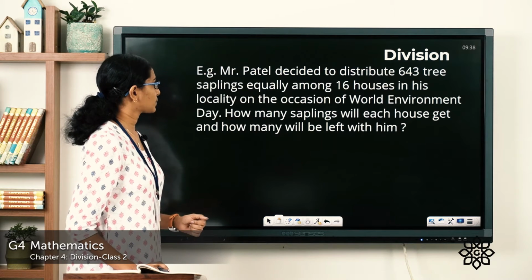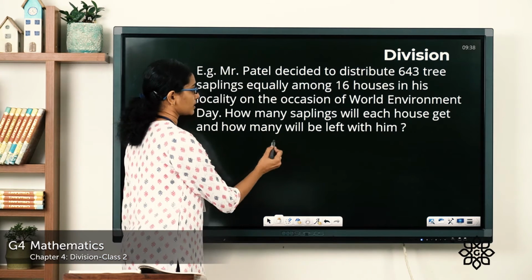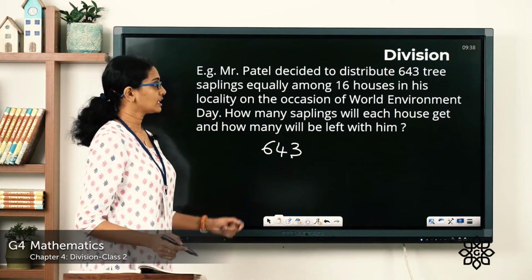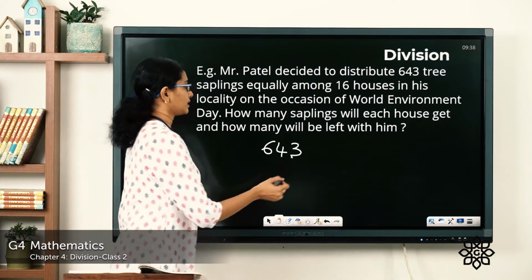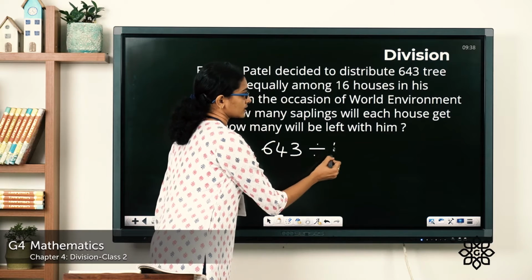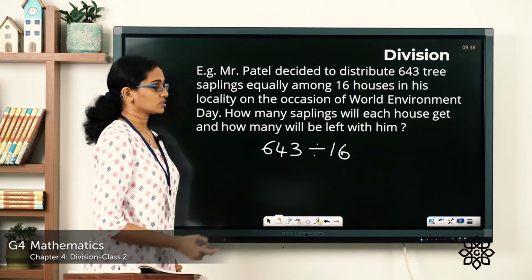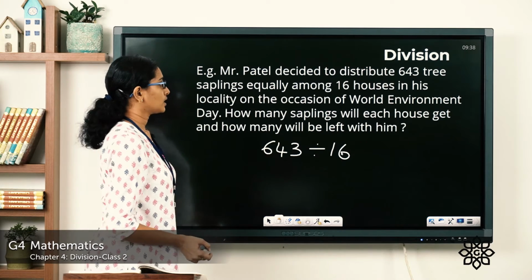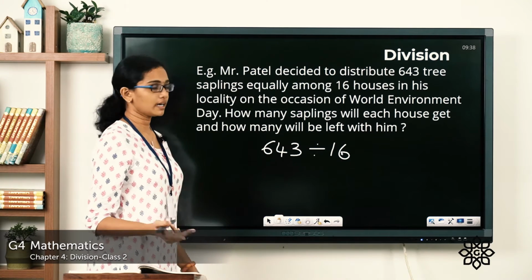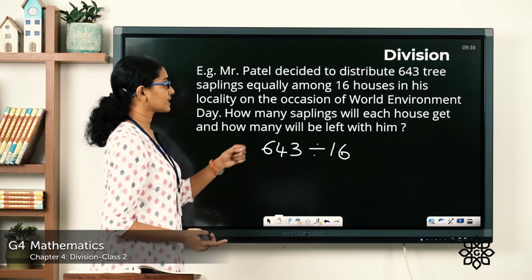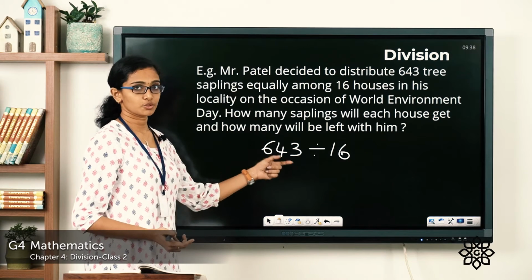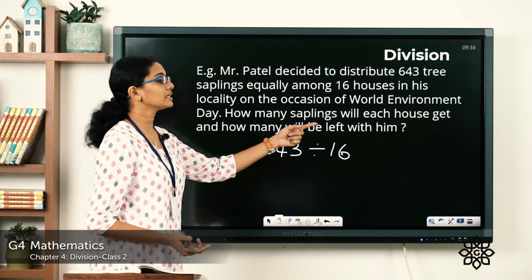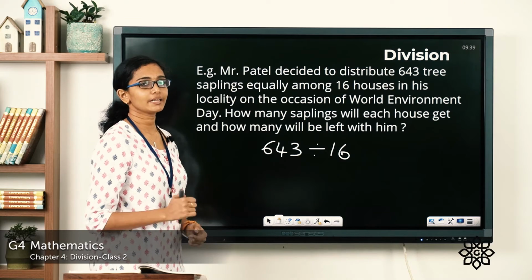So, what is given in the question? He has how many tree saplings? 643 tree saplings with him. He is going to divide them equally among 16 houses. So, what do we have to do? 643 divided by 16. Now, in the question, there are two parts. We are asked to find how many saplings will each house get, which will be the quotient to this division, and how many will be left with him, which will be the remainder.